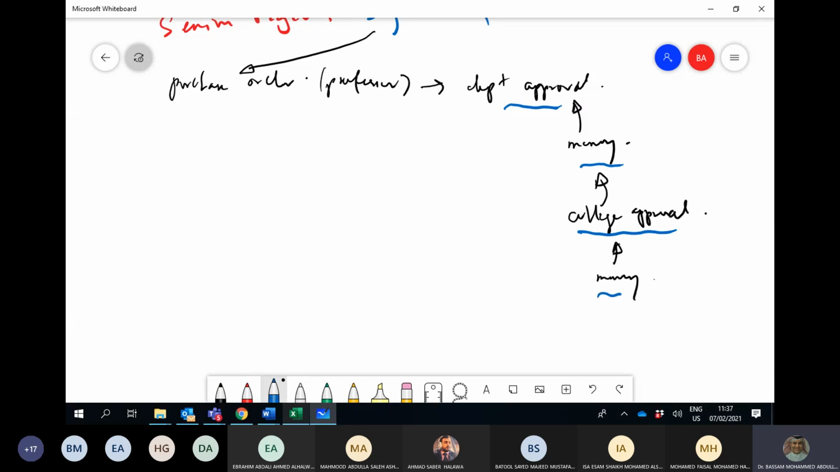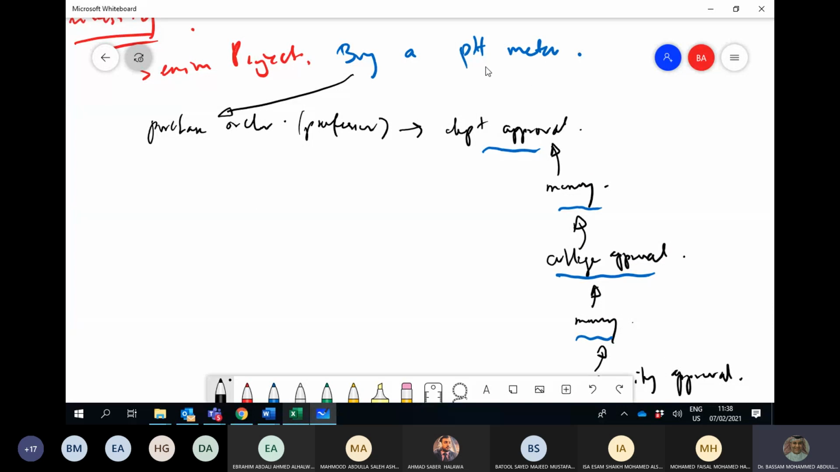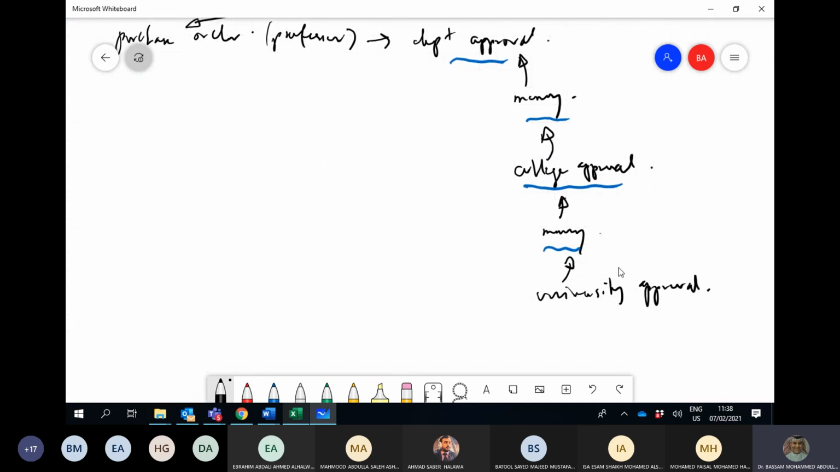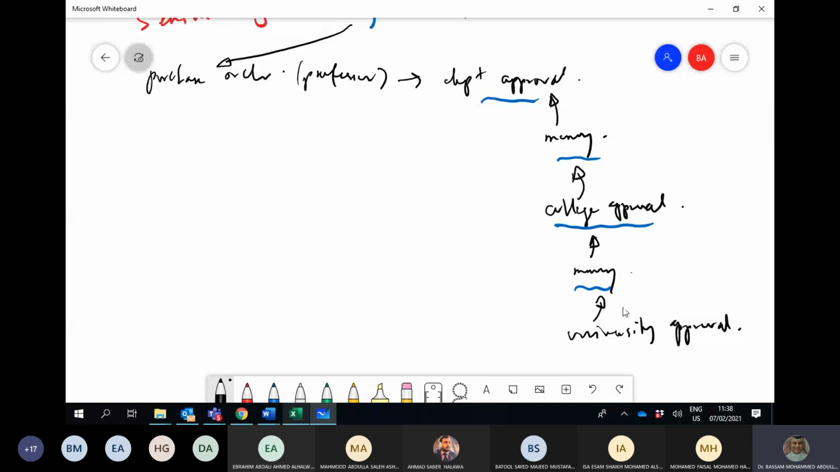I feel sorry to say this, but so they need to take what? They need to take the university approval. But the university approval, if they find out, and not everyone at the university level knows what a pH meter means. Of course, someone who's not an engineer, maybe he doesn't know what a pH meter is. It is normal. And because he doesn't know what a pH meter is, maybe he refuses it. So you can see how things go.